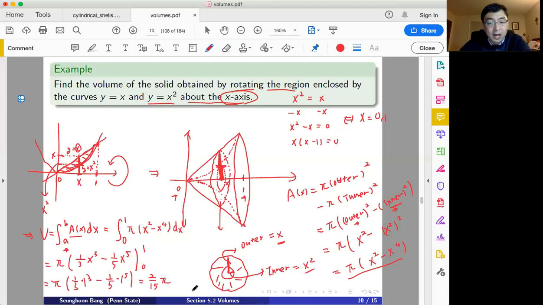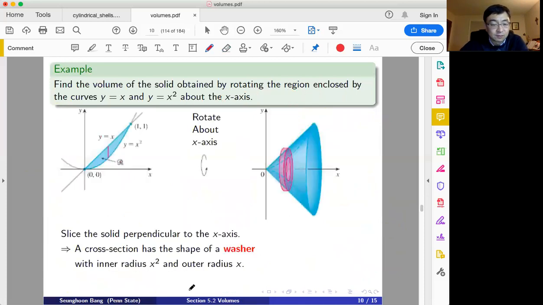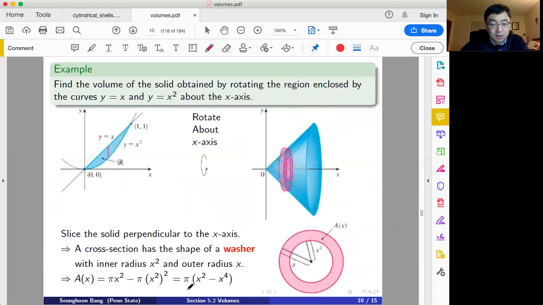This is the whole idea for solving this problem. So like this. Right? So we have a name. So we call this what? Like a washer. So we call it a washer.